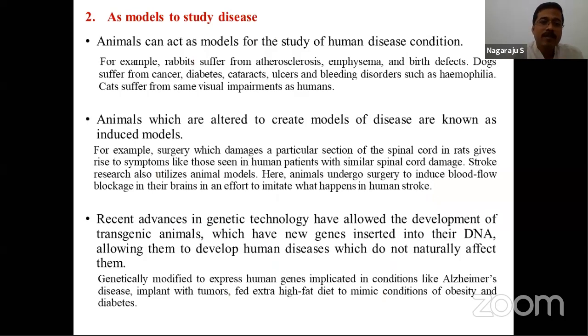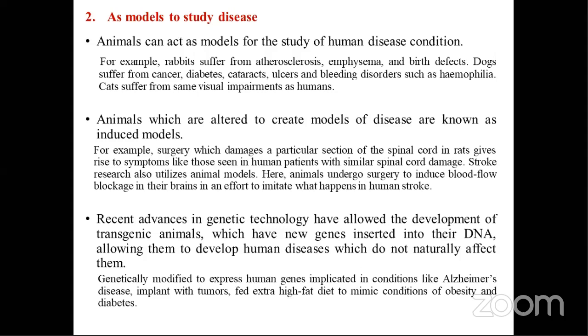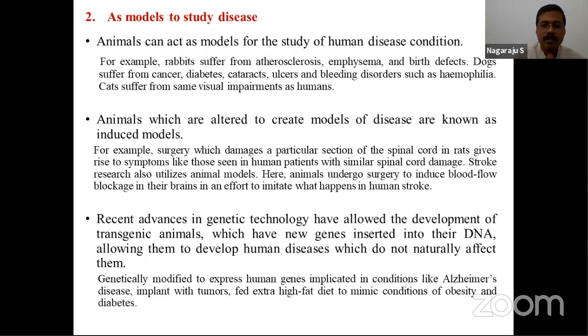So the first one is animals can act as models for the study of human disease conditions. For example, we humans suffer from so many disease conditions. Do animals have similar kinds of disease conditions? For example, rabbits suffer from atherosclerosis, emphysema, and birth defects. The dog suffers from cancer, diabetes, cataracts, and bleeding disorders like hemophilia. Cats suffer from visual impairments. So any problem with the vision can be replicated in the animal model of the cat. Animals which are altered to create models of this condition are called induced models.